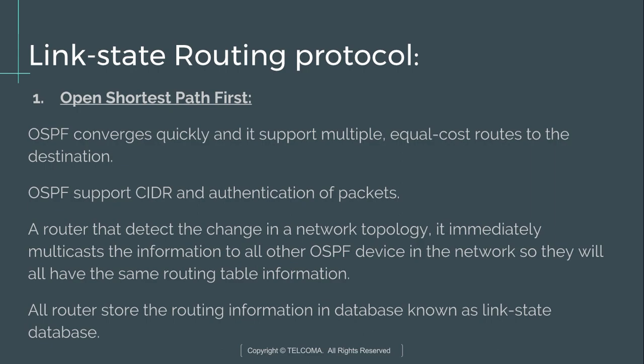A router that detects a change in the network topology immediately multicasts the information to all the OSPF devices in the network, so they all have the same routing table information. All routers store the routing information in a database known as the link state database, LSDB.